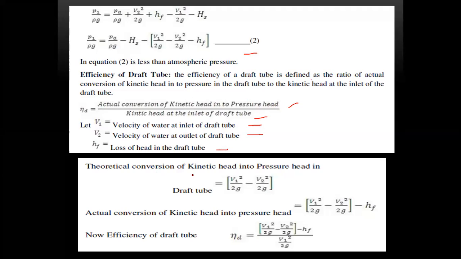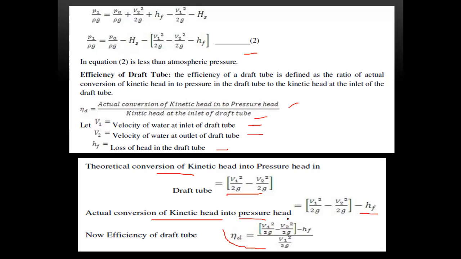Therefore, the theoretical conversion of the kinetic head into the pressure head in the draft tube is equal to V1 square by 2g minus V2 square by 2g. Therefore, the actual conversion of kinetic energy into pressure head is equal to V1 square by 2g minus V2 square by 2g minus HF. Now, the efficiency is given as V1 square by 2g minus V2 square by 2g minus HF, divided by V1 square by 2g.